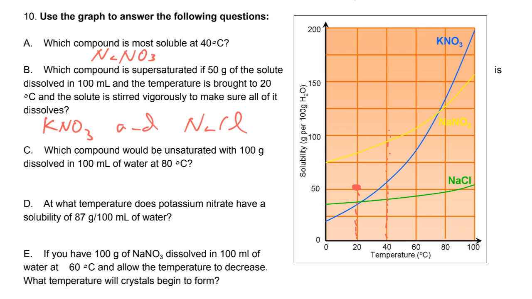All right, which would be unsaturated with 100 grams if we're at 80 degrees? So I'll go up from 80 and make a point at 100 and see that both the NaNO3 and the KNO3 are unsaturated, because I'm below those lines. So KNO3 and NaNO3.